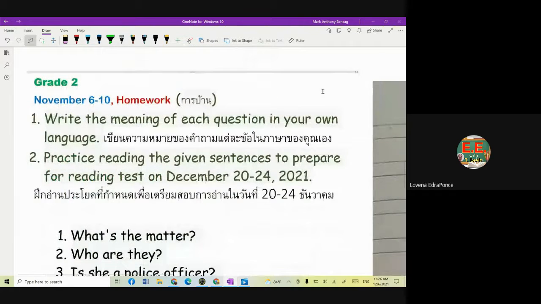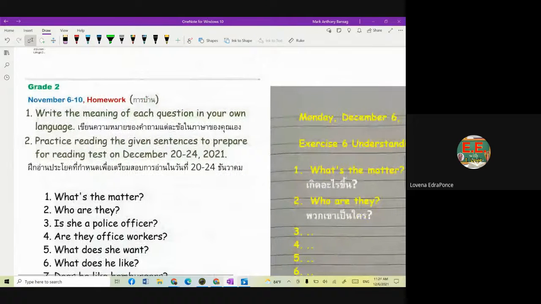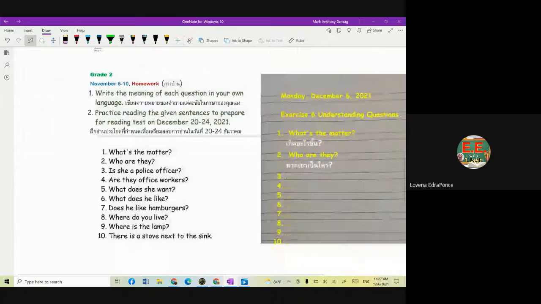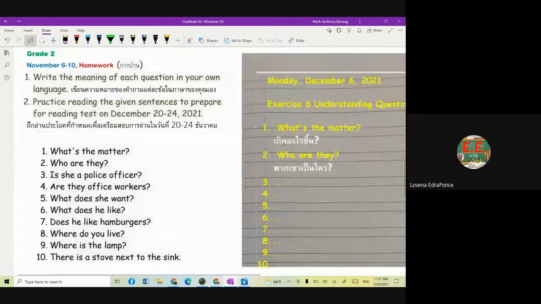Now you will have your homework. You're going to write the meaning of these sentences. So for example, what's the matter? What's the meaning in Thai? Who are they? So write in your notebook and upload in Google Classroom.